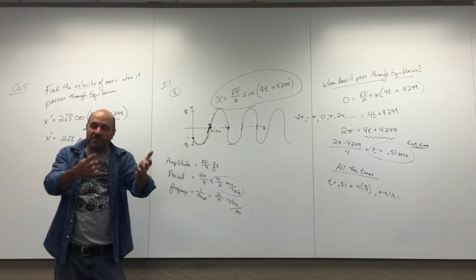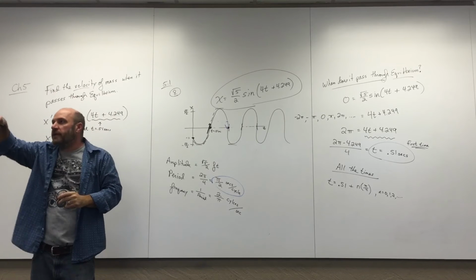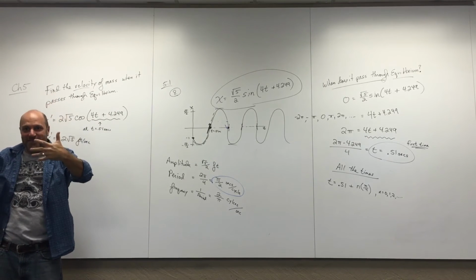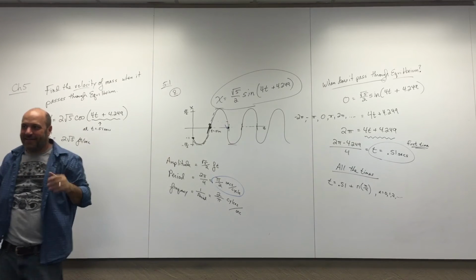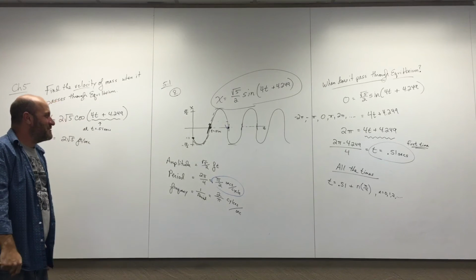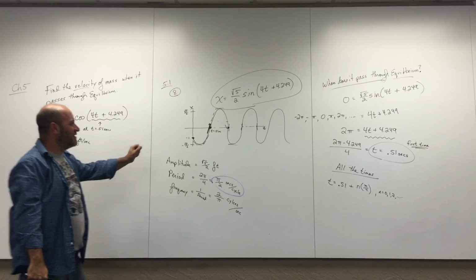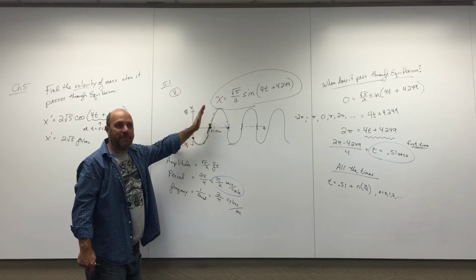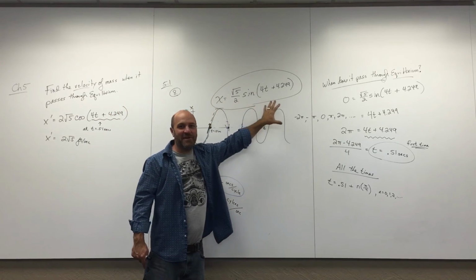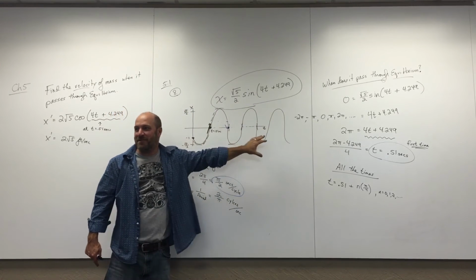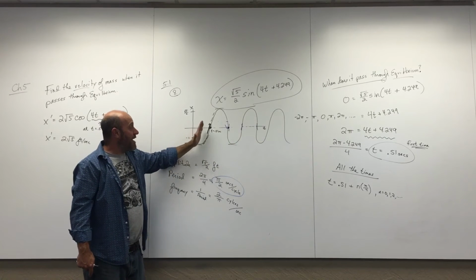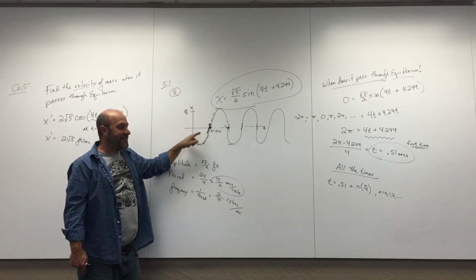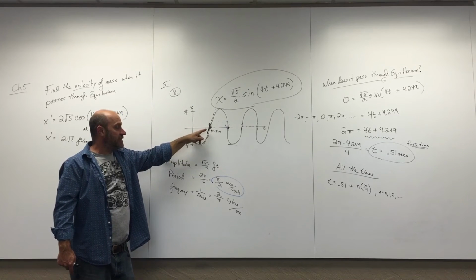Your book has a little illustration of that. They have the mass hanging from the ceiling, and they say this is an inverted picture of that. Positive is below equilibrium. This whole area is below equilibrium, and this whole area is above equilibrium. At that moment, I'm heading down very fast with a nice positive velocity.